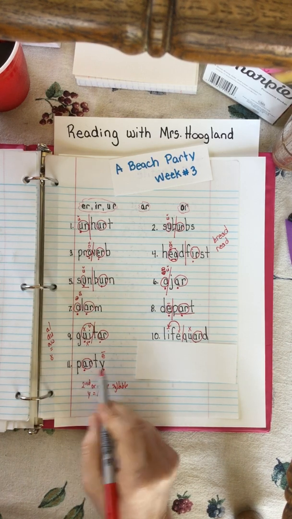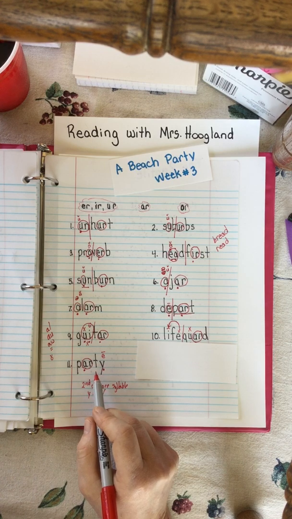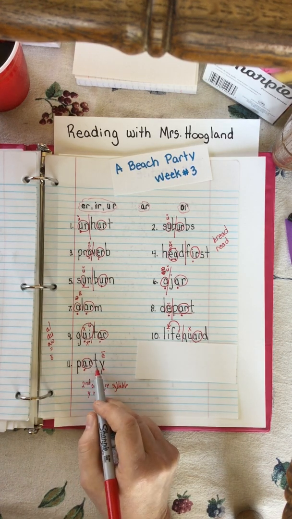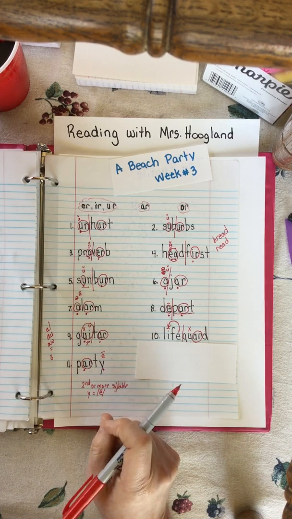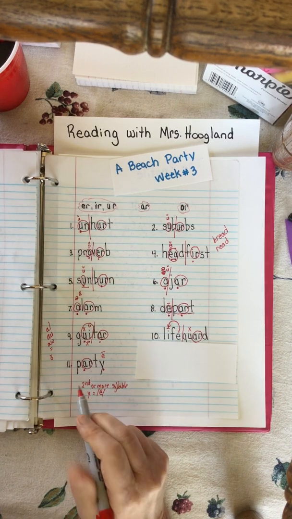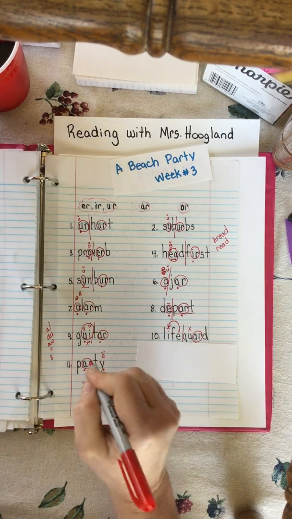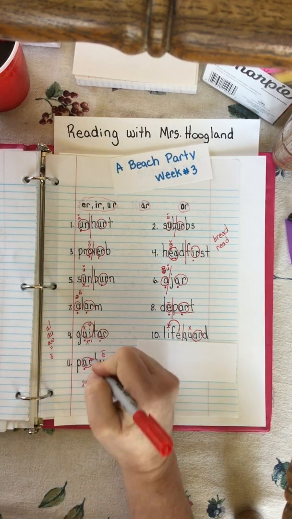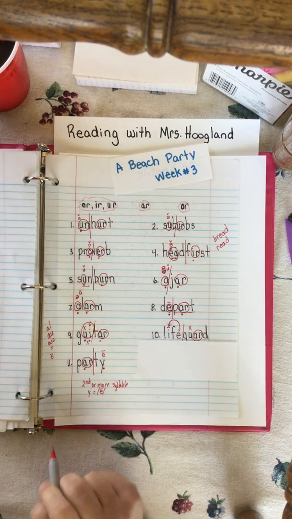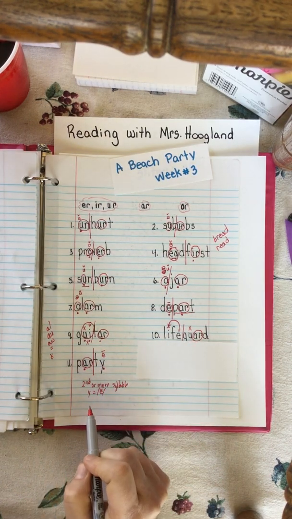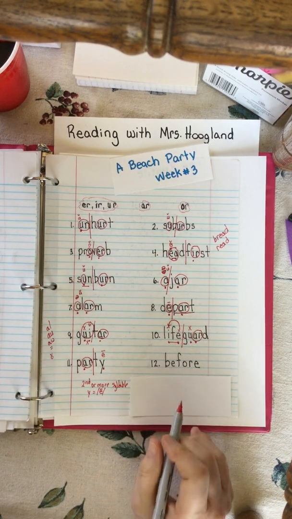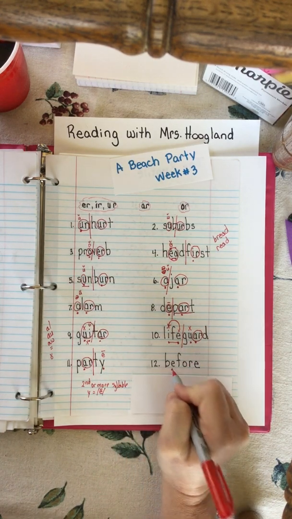So now I have to decide where to split this word. Is it party or is it part E? Do you want to go to a part E or do you want to go to a party? I want to go to a party. But if you look at vowel, consonant, consonant, vowel, that would tell us to split it right here, which would be party, party.